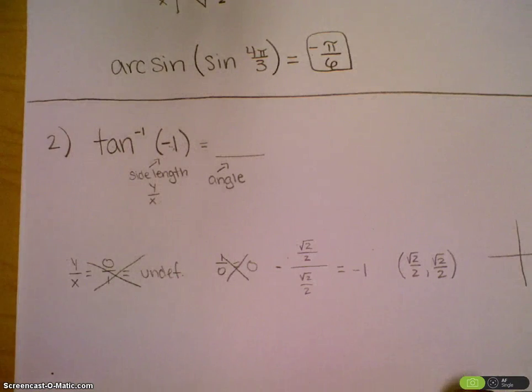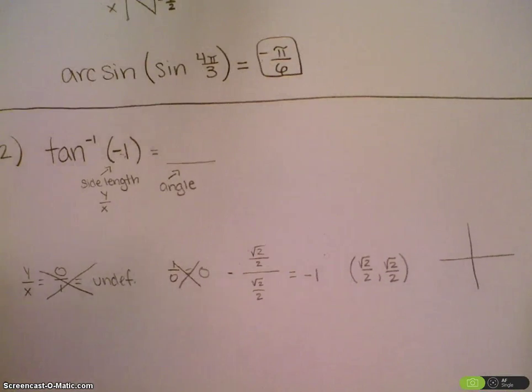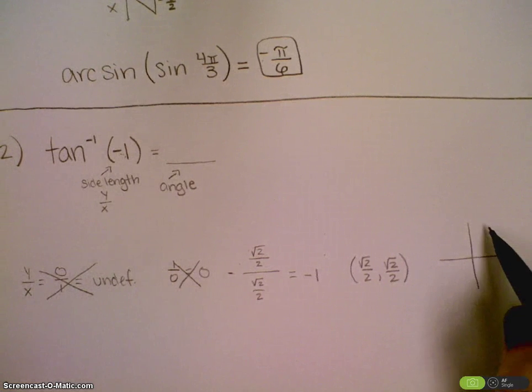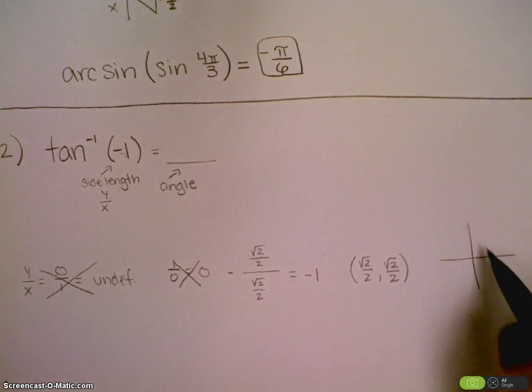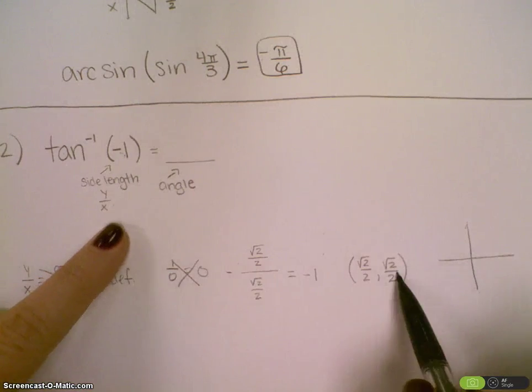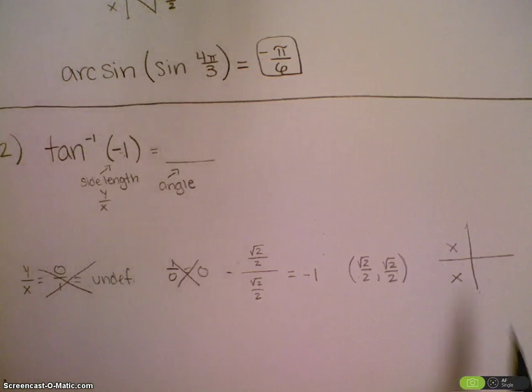Going back, the tan inverse has a restriction from negative pi over 2 to pi over 2, where they are not included. With root 2 over 2, we know one of them has to be negative. We are crossing off quadrants 2 and 3.